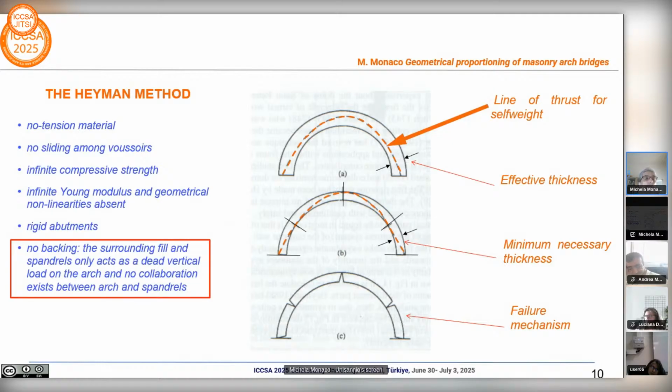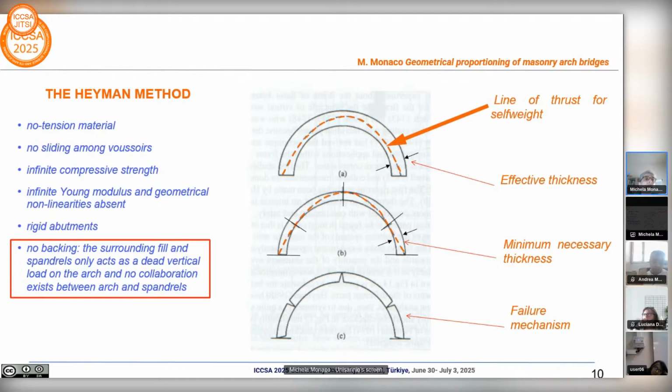In the case of Mostar Bridge, for example, this has been a particular case because restoration has been done merely by rebuilding. So, I have used the Heyman method to analyze the arches with geometries defined by the empirical rules I've shown to you a moment ago, and the Heyman method considers all these hypotheses.